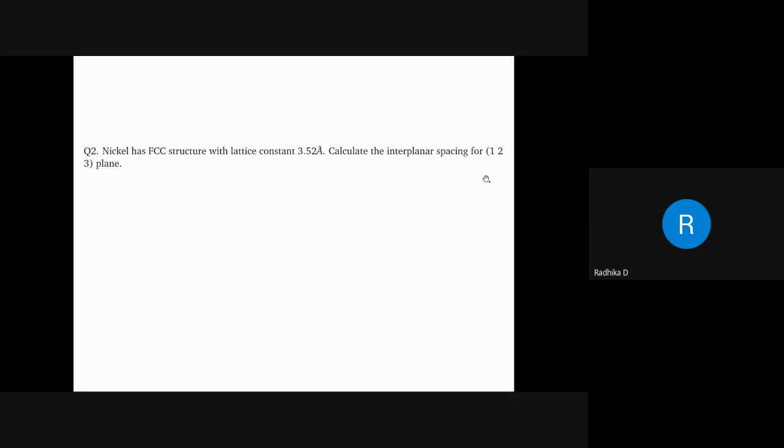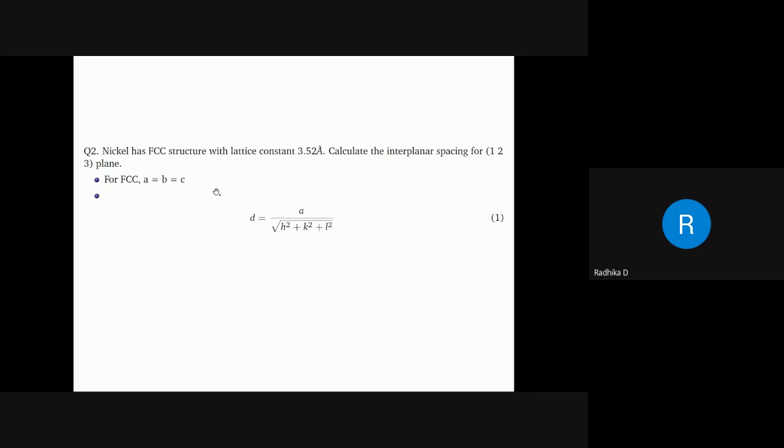And then what you are asked: you are given the 1, 2, 3 plane. Miller index is 1, 2, 3. That means hkl is 1, 2, 3. You have to find the interplanar distance. How do we do it? So let's write out. For FCC, a is equal to b is equal to c.